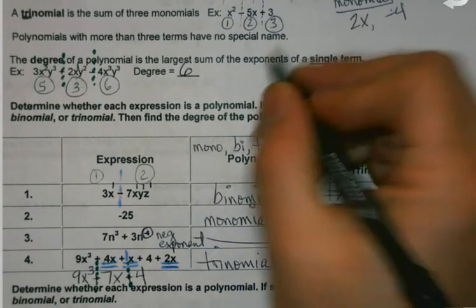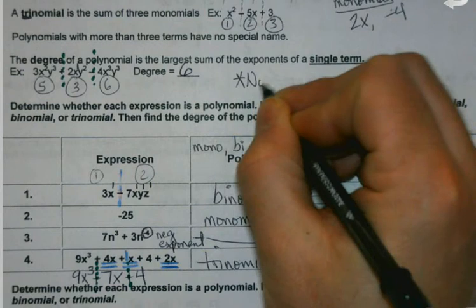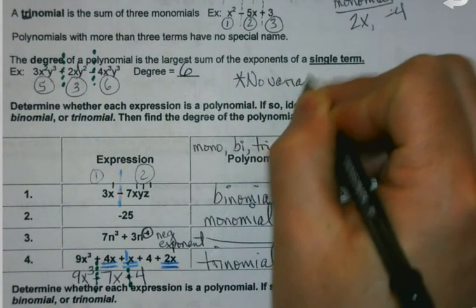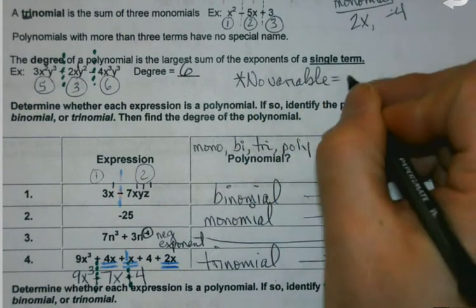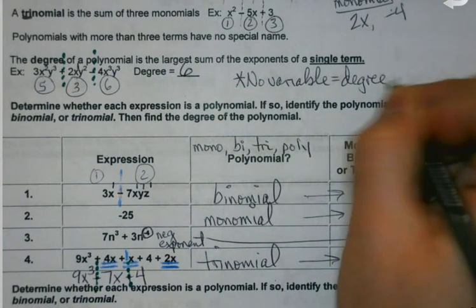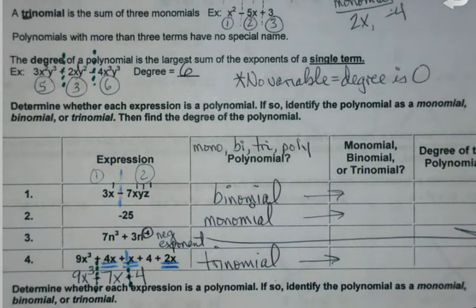And then just a note up here too, if there's no variable, that means my degree for that term would be 0. So if I just get a plain number, my degree will be 0 on that. So when we get back down to the problems that we were working on before, now the only thing we've got left is to figure out what their degree is going to be.